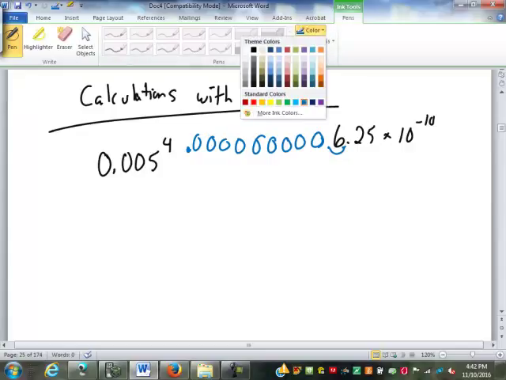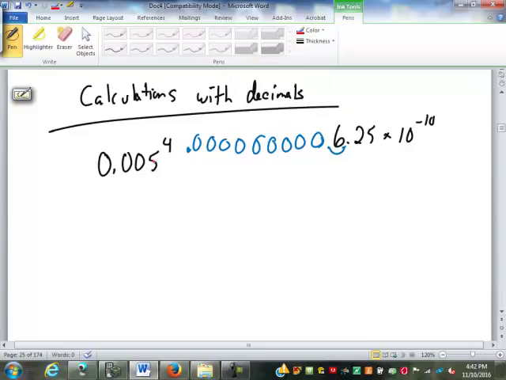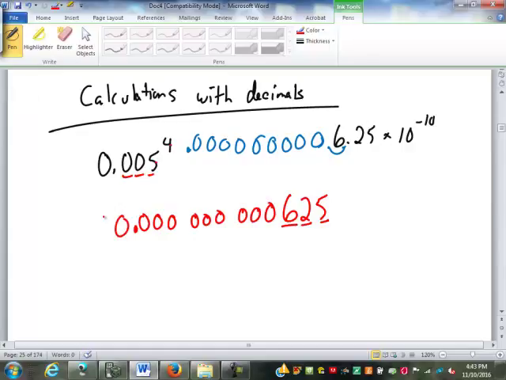Or you could just do this. 5 to the power of 4 is 625, right? There's 3 decimal places. 3 decimal places times 4 means there's going to be 12 decimal places in my answer. 1, 2, 3, 4, 5, 6, 7, 8, 9, 10, 11, 12. When you raise it to a power, it multiplies the number of decimal places.